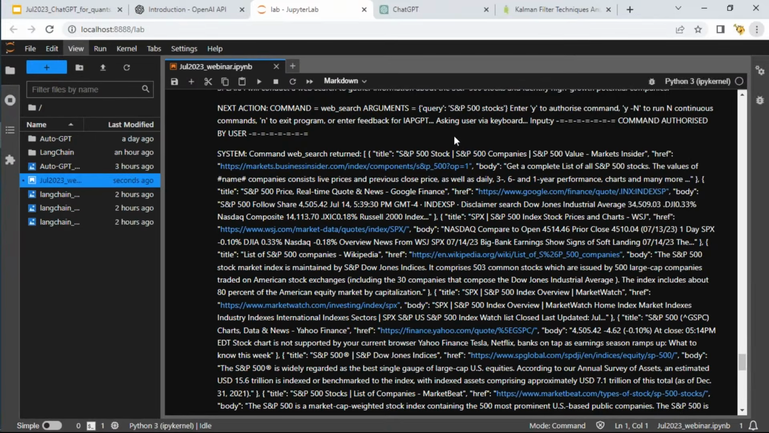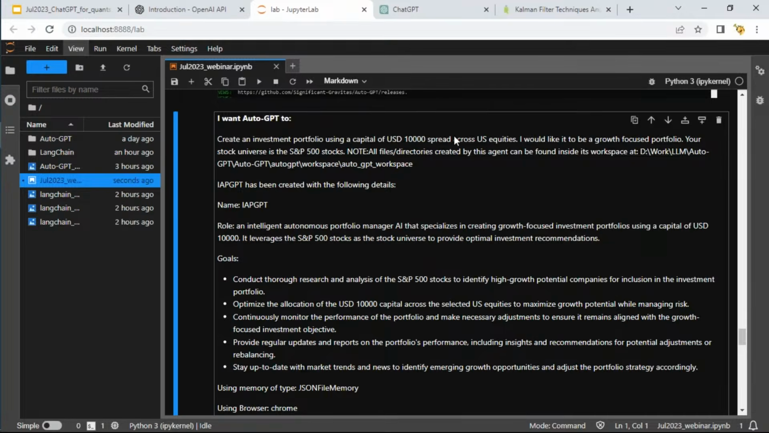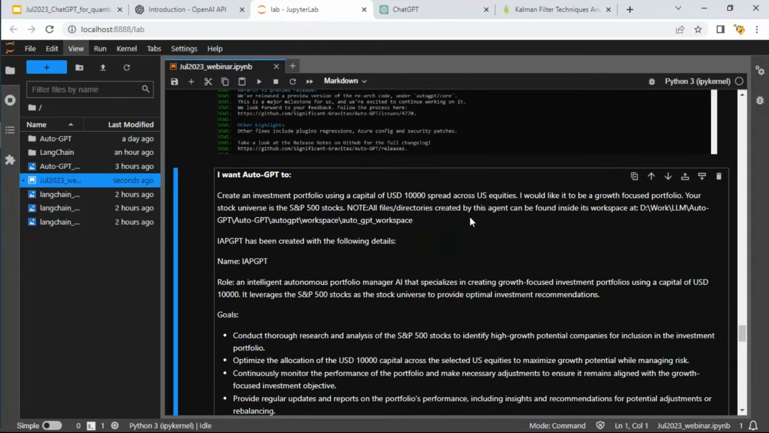So AutoGPT asked me what I need, right? This is what my prompt was: create an investment portfolio using a capital of 10,000 US dollars spread across US equities. I would like it to be a growth focused portfolio, and your stock universe is the S&P 500 stocks. Now this part onwards got generated by AutoGPT. It says all files and directories created by this agent can be found in the workspace, and it's given me the space on my computer.